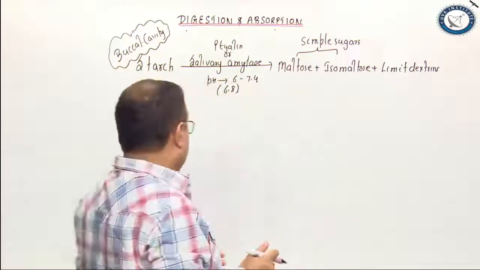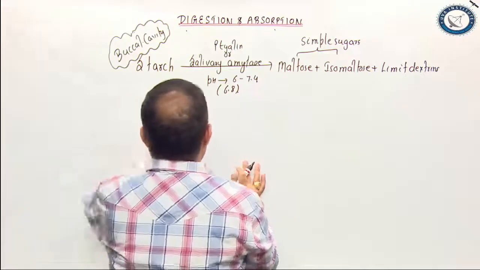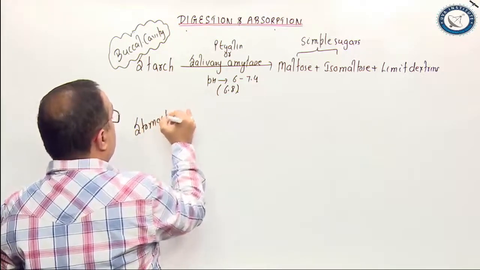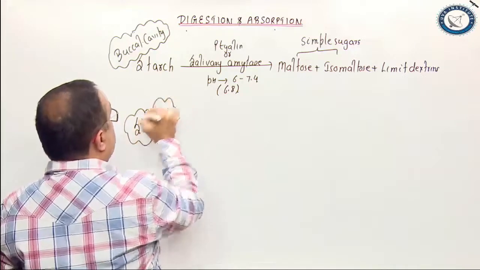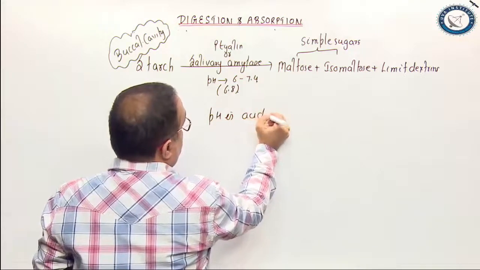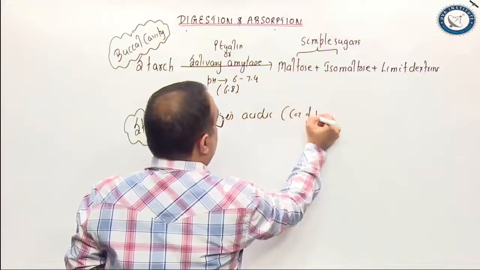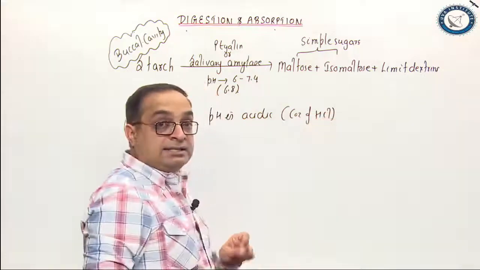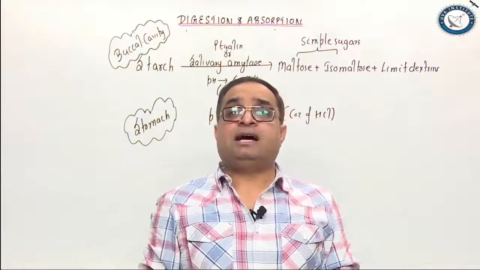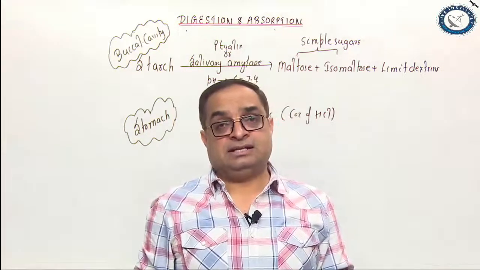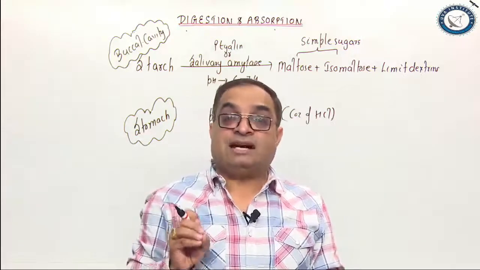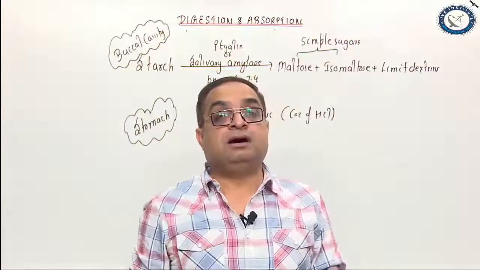Next is the stomach. When the food reaches the stomach, the pH is acidic. Why? Because the stomach has hydrochloric acid. So because of HCl, the pH is acidic. Acidic pH inhibits the activity of ptyalin, but by the time the entire bolus becomes acidic, a larger amount of starch, nearly 30 to 50%, is digested by the action of salivary amylase.